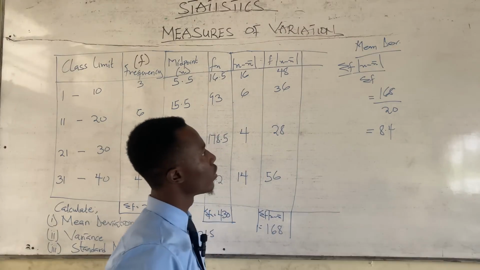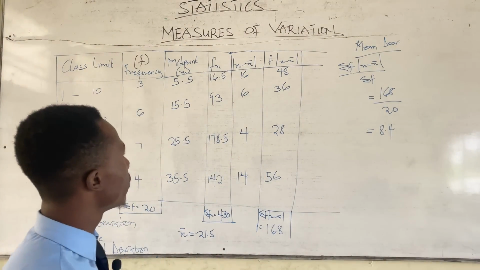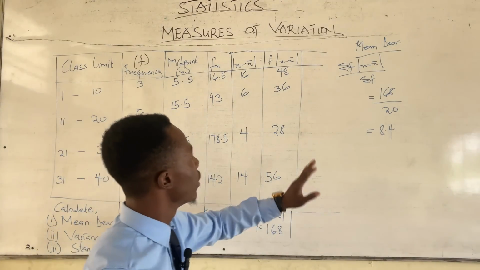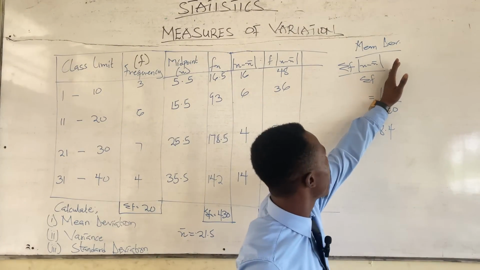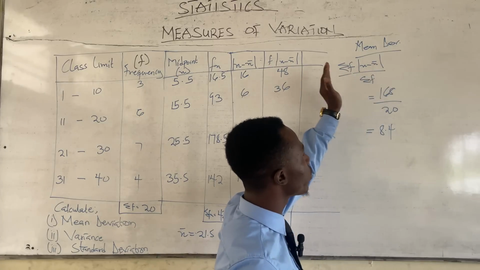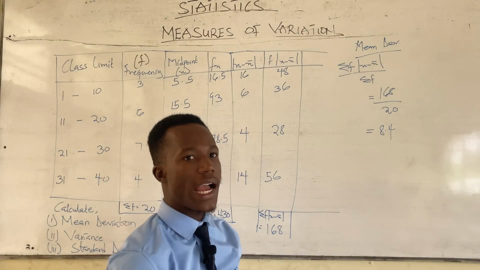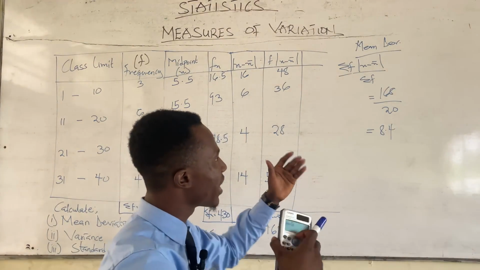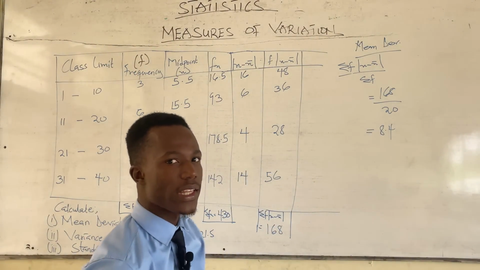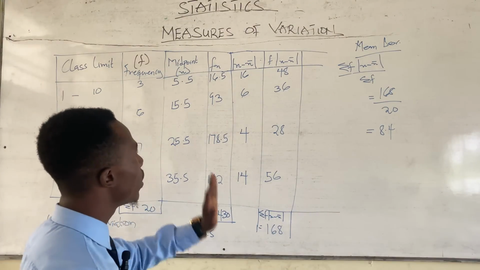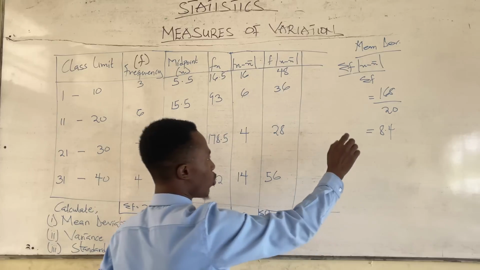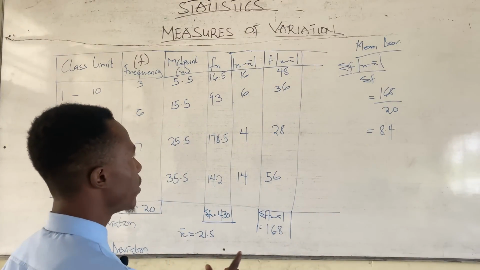It's 8.4. So we are done with the mean deviation. We started from here calculating the midpoint. Always, if you write down the formula, make sure you start from the right towards your left. When you start that way, you get the entries correct. Otherwise, you might forget what you even have to calculate. Starting from the right makes everything simpler and easier. So our mean deviation is 8.4.